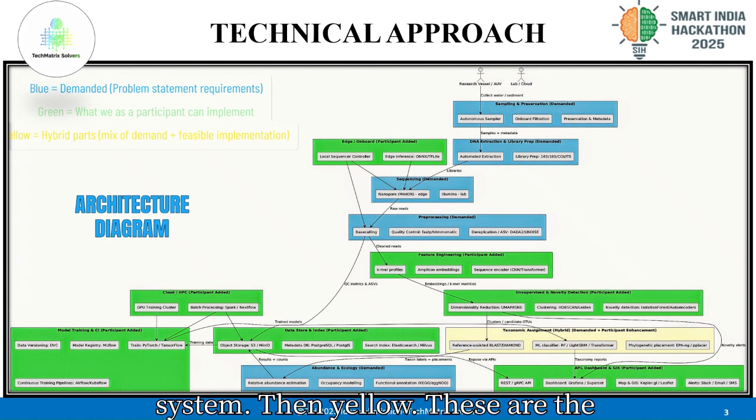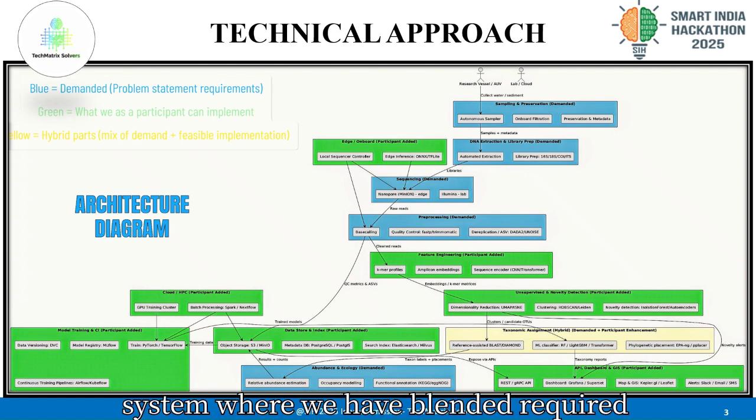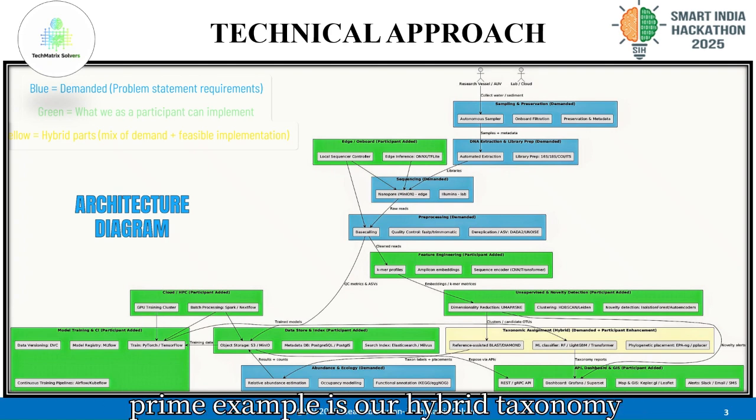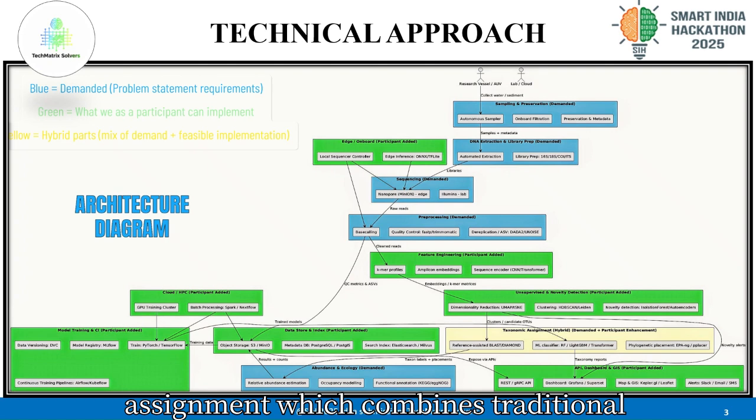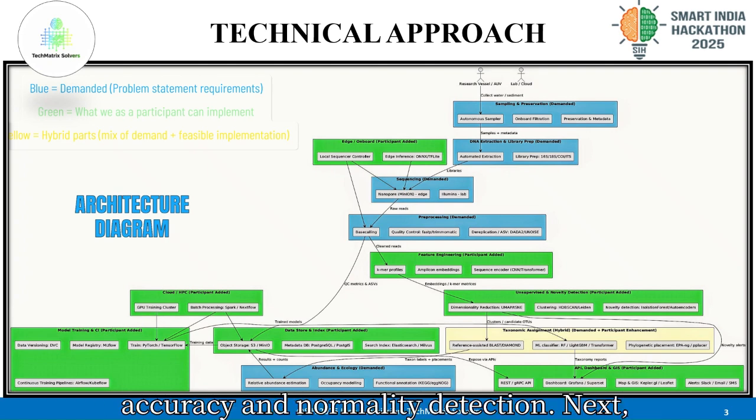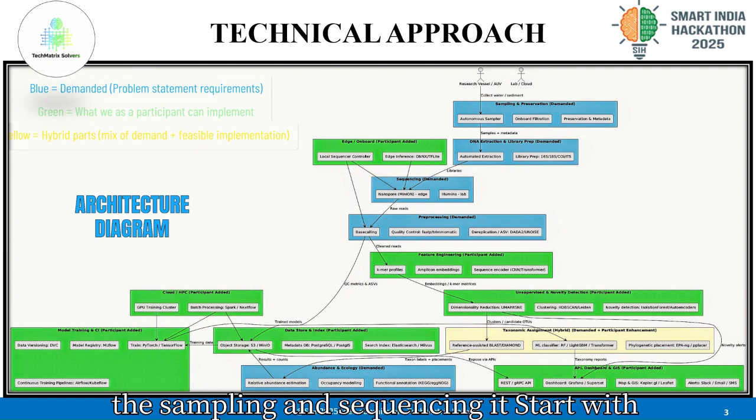Then yellow: these are the systems where we have blended required components with our own innovation. A prime example is our hybrid taxonomy assignment, which combines traditional methods with machine learning for improved accuracy and novelty detection. Next, the sampling and sequencing.